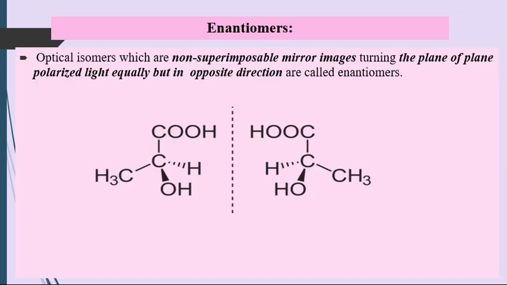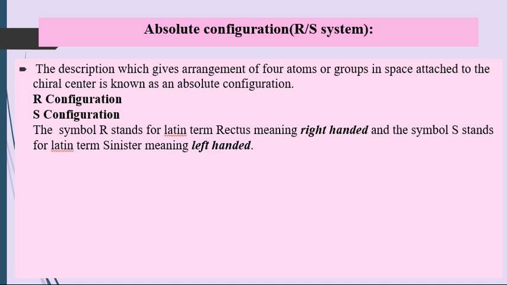Then next is the absolute configuration. The description which gives the arrangement of four atoms or groups in space attached to the chiral center is known as absolute configuration. Then there is R configuration and S configuration. The R stands for the Latin term rectus, meaning right-handed, and the S stands for the Latin term sinister, meaning left-handed.